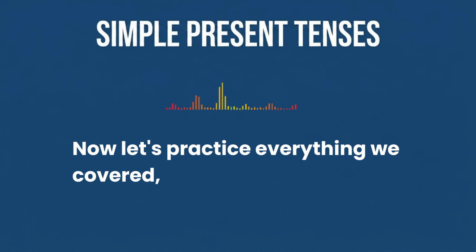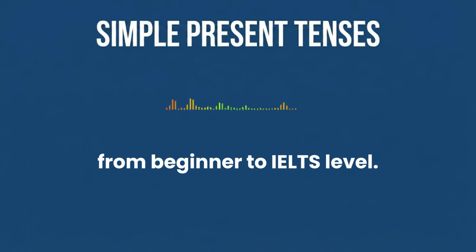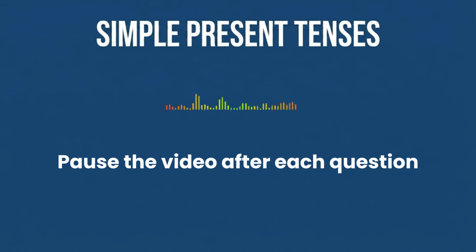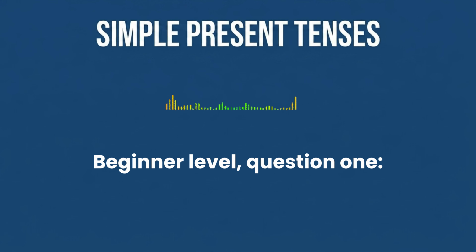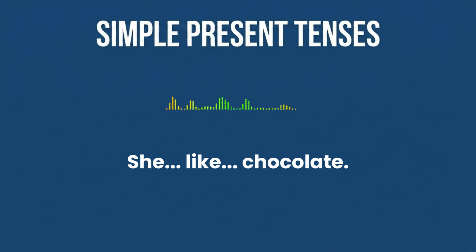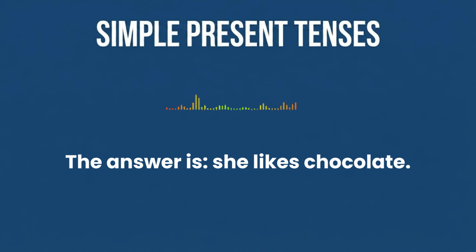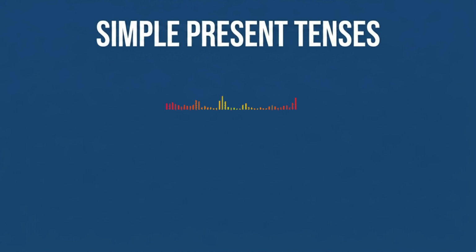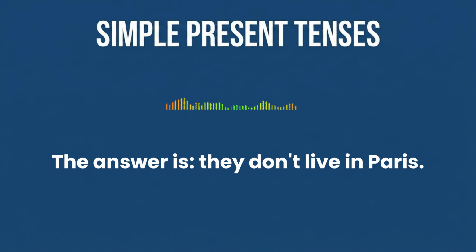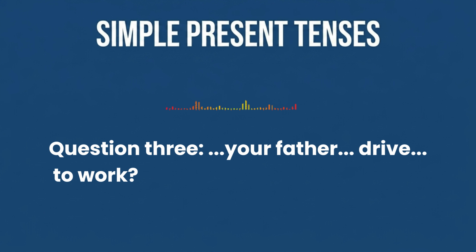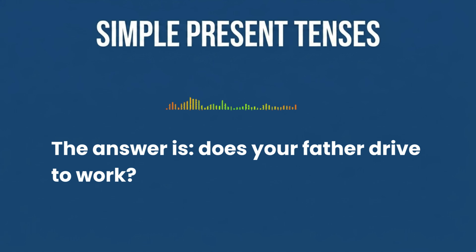Now, let's practice everything we covered, from beginner to IELTS level. Pause the video after each question and try to answer before I give you the correct form. Beginner level. Question 1. She like chocolate? The answer is, she likes chocolate. Question 2. They not live in Paris? The answer is, they don't live in Paris. Question 3. Your father drive to work? The answer is, does your father drive to work?